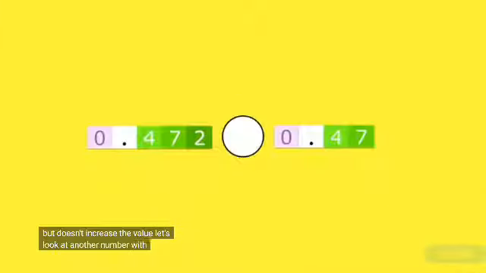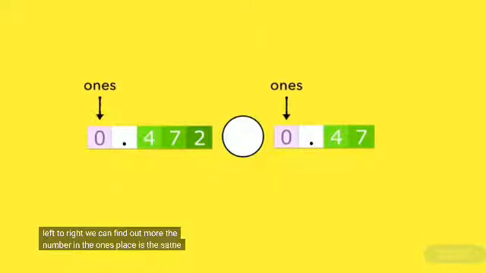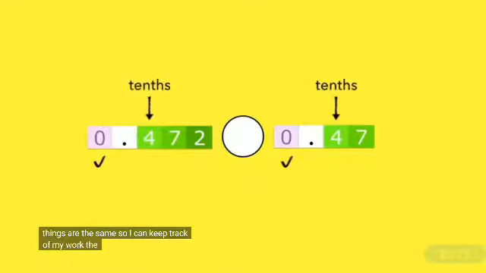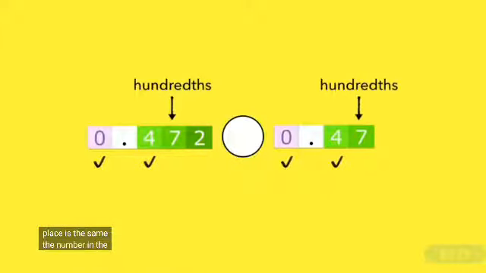Let's look at another number with an uneven amount of decimal places. Working from left to right, we can find out more. The number in the ones place is the same. These numbers look awfully similar to me, so I'm going to use check marks when things are the same so I can keep track of my work. The number in the tenths place is the same. The number in the hundredths place is the same.